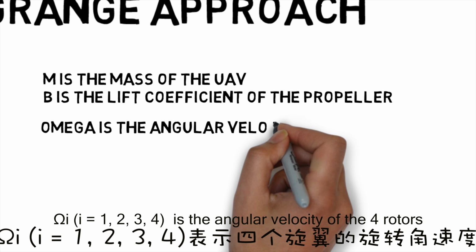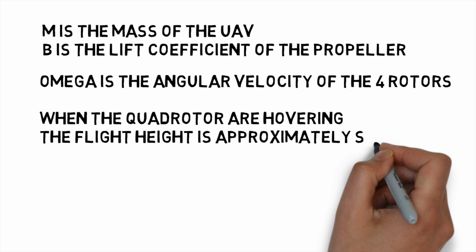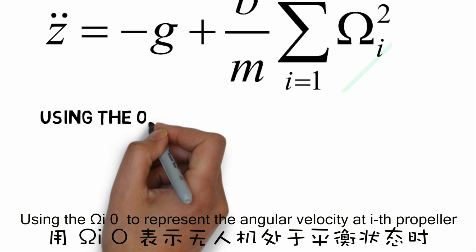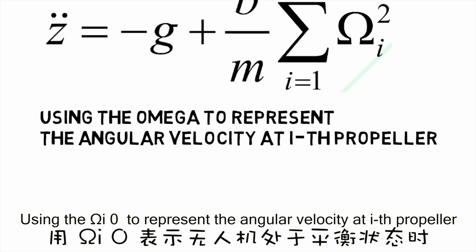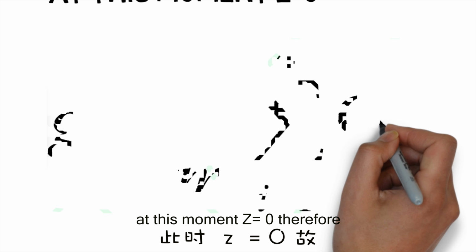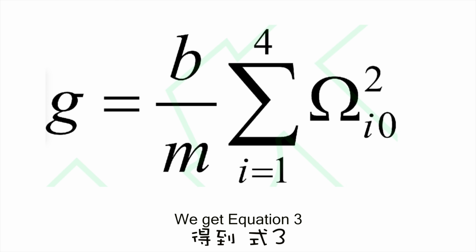Omega is the angular velocity of the 4 rotors. When the quad rotors are hovering, theta and phi are close to 0, so the flight height is approximately satisfied. Using omega to represent the angular velocity at each propeller when the UAV is in equilibrium, at this moment z equals 0. Therefore, we get equation 3.